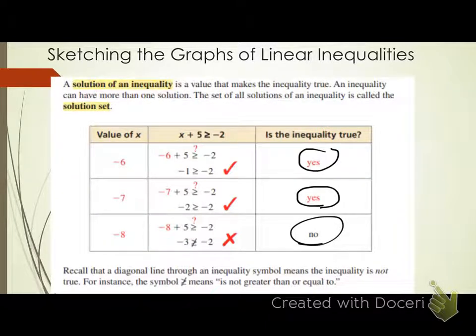If you notice, they used a little slash through the greater than or equal to sign. That's what this statement is talking about down here. Recall that a diagonal line through an inequality symbol means the inequality is not true. For instance, the greater than or equal to symbol with a slash through it means is not greater than or equal to. So just keep that in mind as we go through the next example.